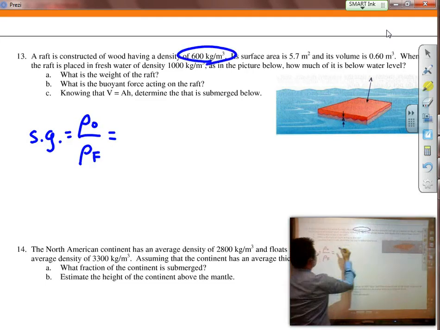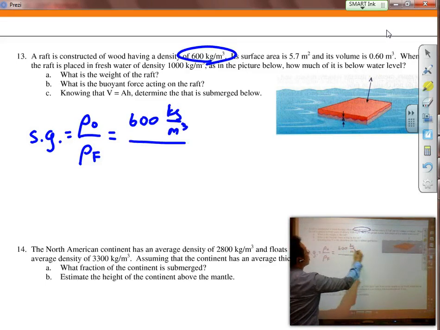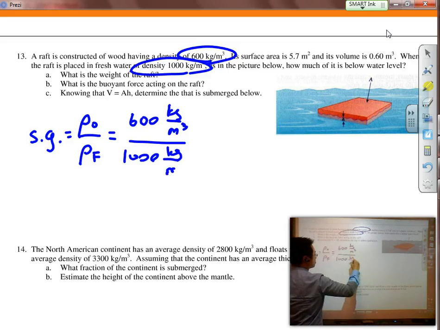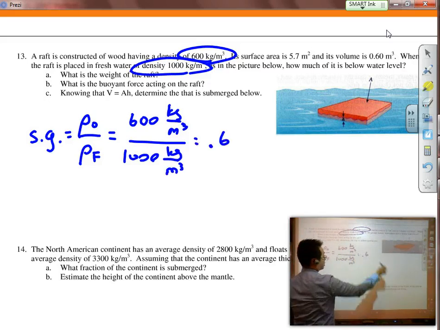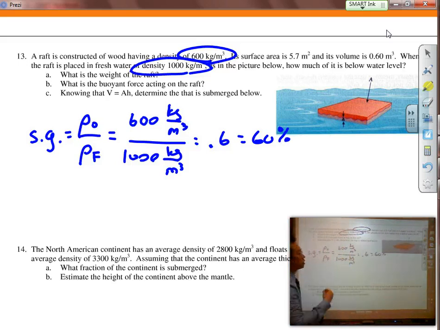The wood was 600. Water has a density of 1,000, as we already know, which means you get 0.6, or in other words, 60% submerged under the water.